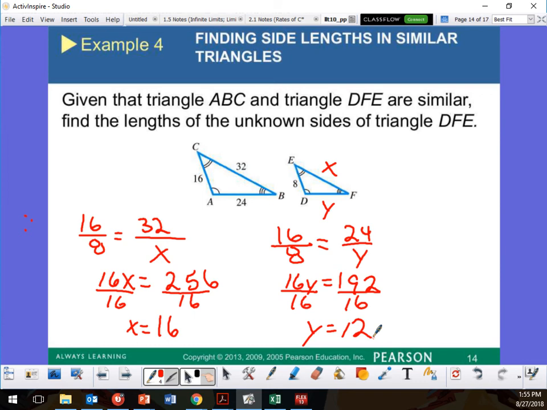Look at the patterns. Look at the numbers that you know. The big one is how much bigger? Twice as big, right? That's what you need to look for. Does that make it a whole lot easier? 8 and 16, the big one's twice as big, so the small one has to be half as big. Half of 32 gave me 16. Same thing over here, half of 24 should be 12. Is that easy?